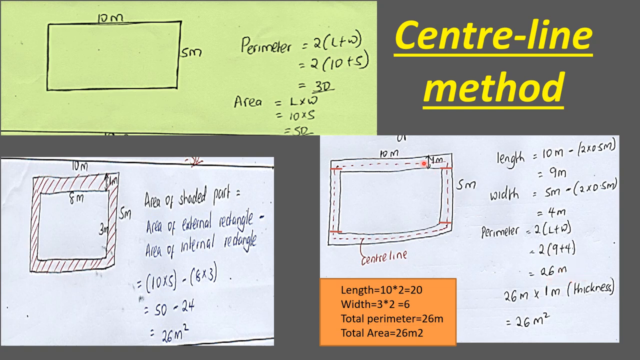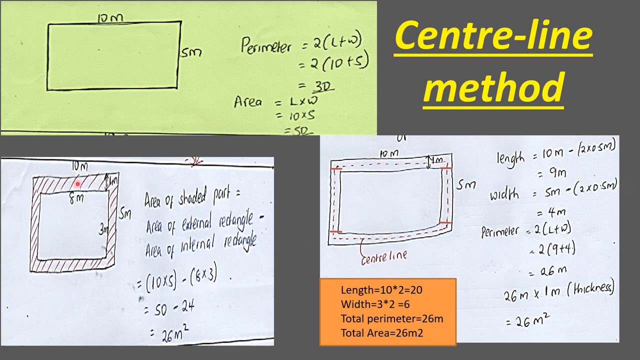So what is the area of this wall all around? We shall take the centreline, that is the broken line, then we multiply by the thickness of the wall. The thickness of the wall happens here to be 1 meter. So we shall get an area of 26 meters squared. So that will be the total area of the wall. So you can see there are so many different ways of finding a centreline.